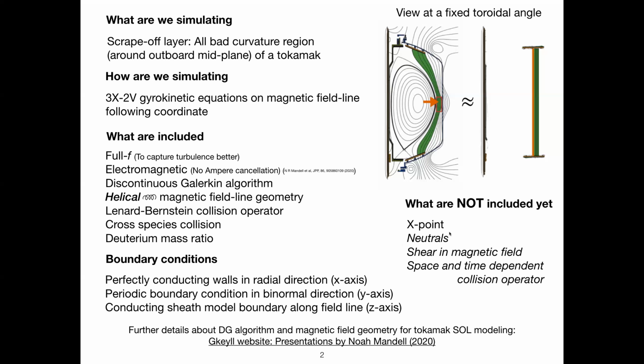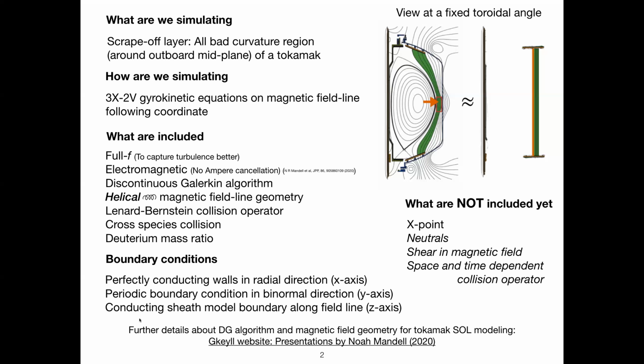So we have implemented neutrals, but for the current runs, the results that I'm showing here, neutrals are not included. Similarly, on Monday morning you heard Noah's talk on shear in the magnetic field that has been included now. But for these specific runs, there is no shear. And similarly, the space-time dependent collision operator. So these are not there.